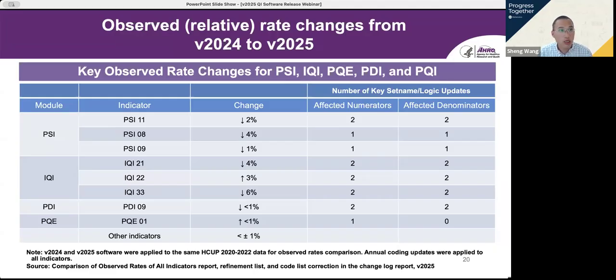The last 2 columns show the number of key set name or logic updates affecting the numerator or denominator counts, which help explain the observed changes from v2024 to v2025. The largest shifts were observed for PSI 8 and IQI 21, 22, and 33. For all other indicators, the rate changes were minimal, staying within plus or minus 1%. For more details, you can review the v2025 changelog.